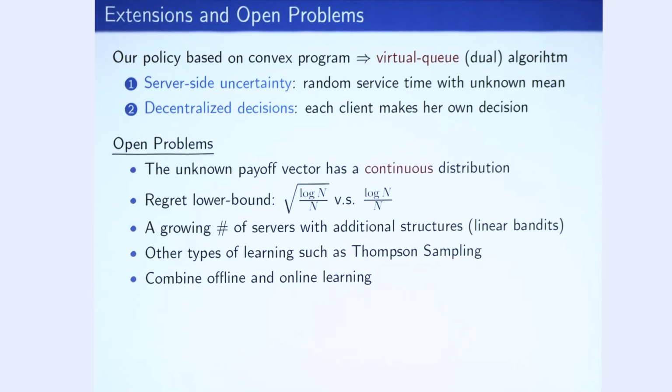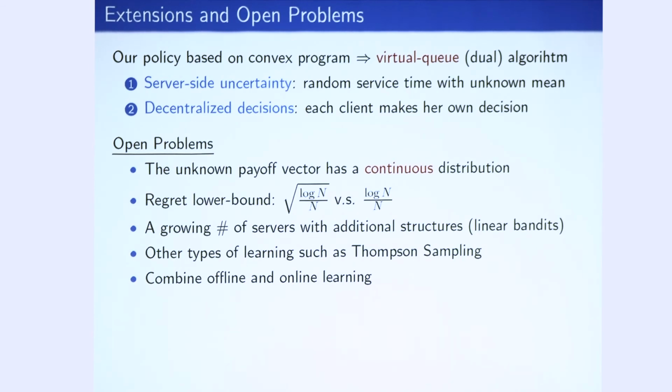There are also a number of very interesting open problems I want to briefly mention. In this work, we assume the unknown payoff vector has a finite discrete distribution. So what if this payoff vector has a continuous distribution? Our current analysis is not able to deal with this. Also importantly, the regret lower bound we show is square root of log n over n. It will be interesting to show this lower bound is fundamental.